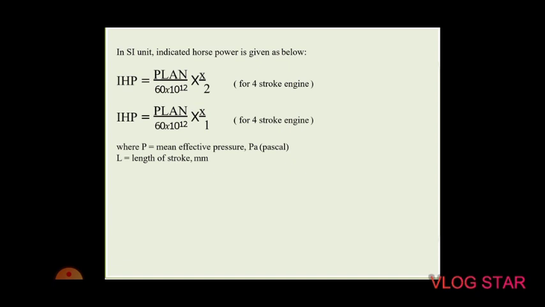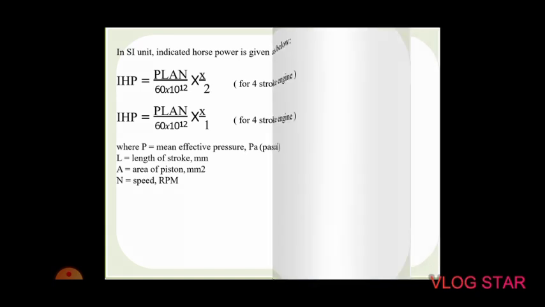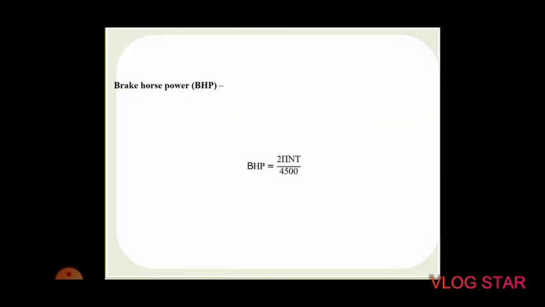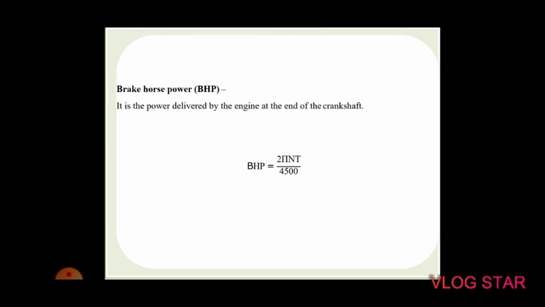Here P again means the mean effective pressure, that is represented in pascals. L is the length of the stroke in millimeter. A is the area of the piston in millimeter square, and N is the speed, that is represented in the RPM. Now comes the brake horsepower. Brake horsepower is the power delivered by the engine at the end of the crankshaft. It is measured by a dynamometer. BHP is equal to 2 pi NT, where T is the torque in kg meter and N is the speed in RPM, rotations per minute.